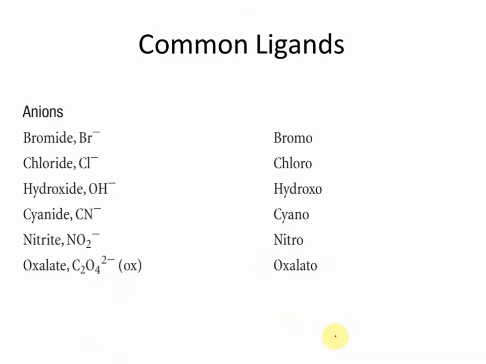So the anion, notice the bromine is a bromide, but when it's bound to a metal complex, we change the name. So the bromide becomes bromo, the chloride becomes chloro, hydroxide becomes hydroxo, cyanide becomes cyano, nitrite becomes nitro, oxalate becomes oxalato. So we change the name of the anion once it's bound to the metal and becomes a ligand, and it has that O form.